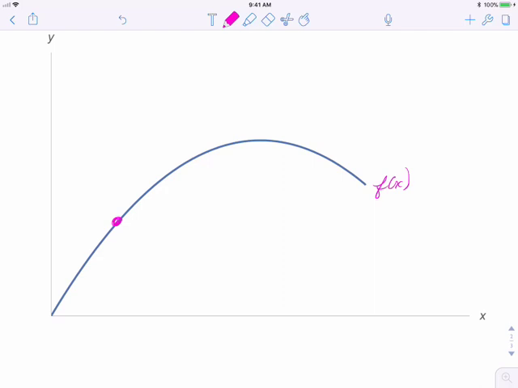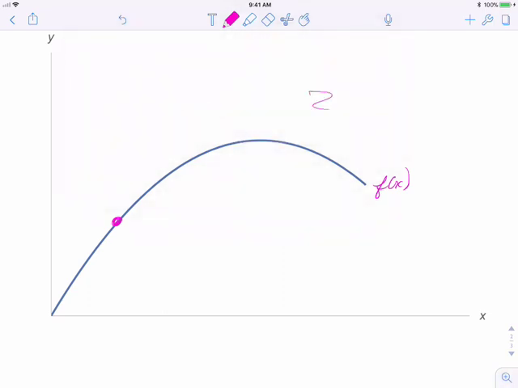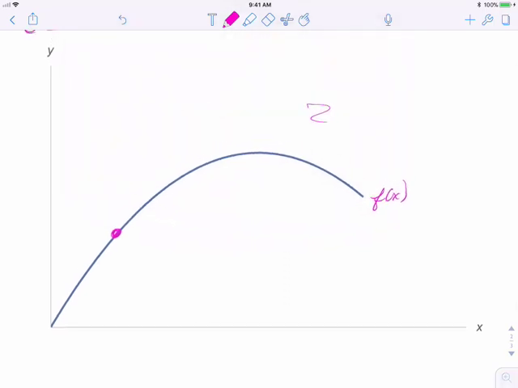And where did my thing go? Hello, let's try this again. Okay, it's back. I hate it when that happens.